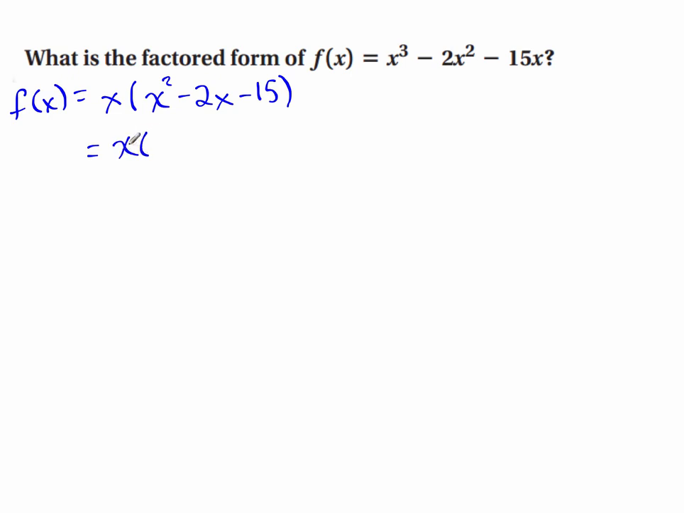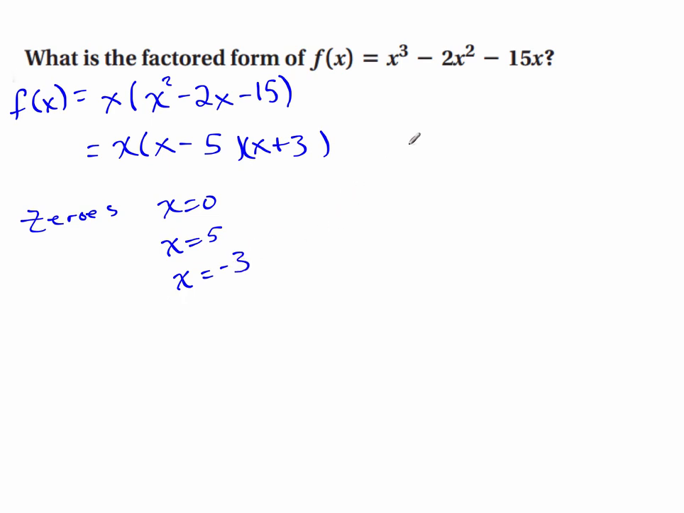Now I'm going to use all of my factoring skills, and I need two numbers that multiply to be negative 15 and add to be negative 2. And so that's going to be negative 5 and plus 3. So this is the factored form. The zeros are x equals 0, x equals 5, x equals negative 3. They all have multiplicity 1 because its power is 1.